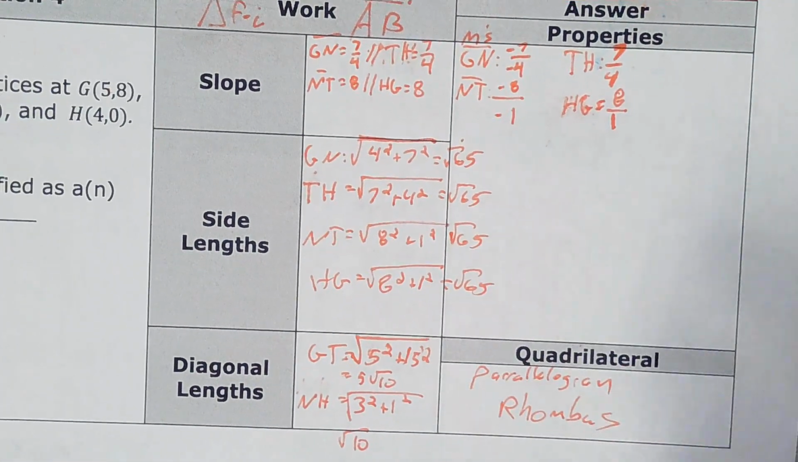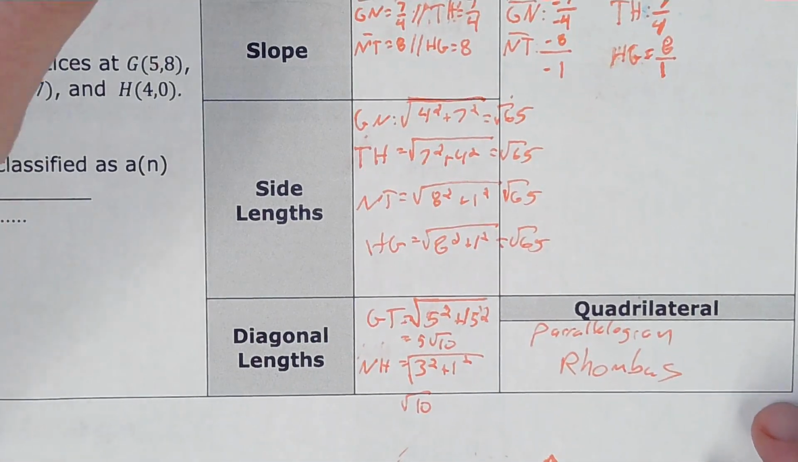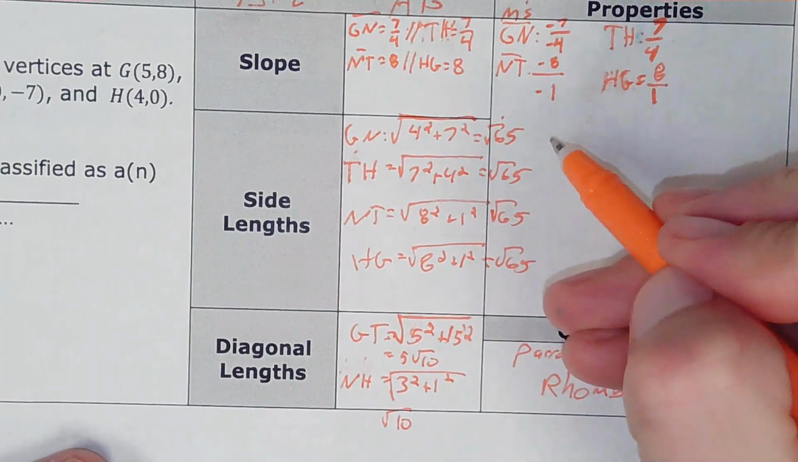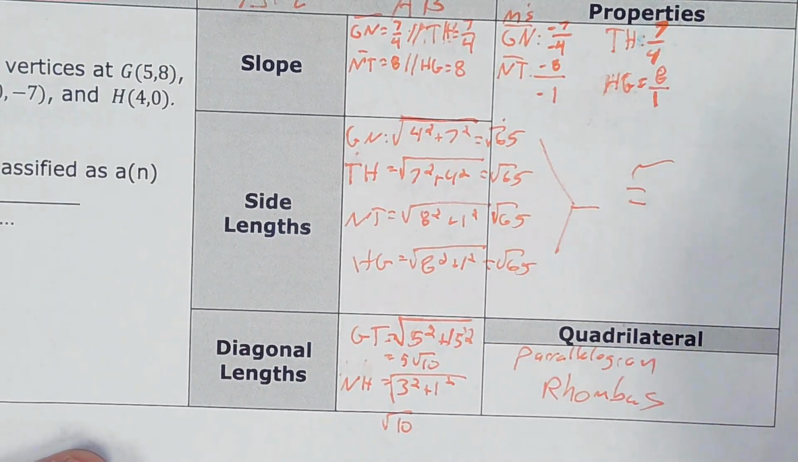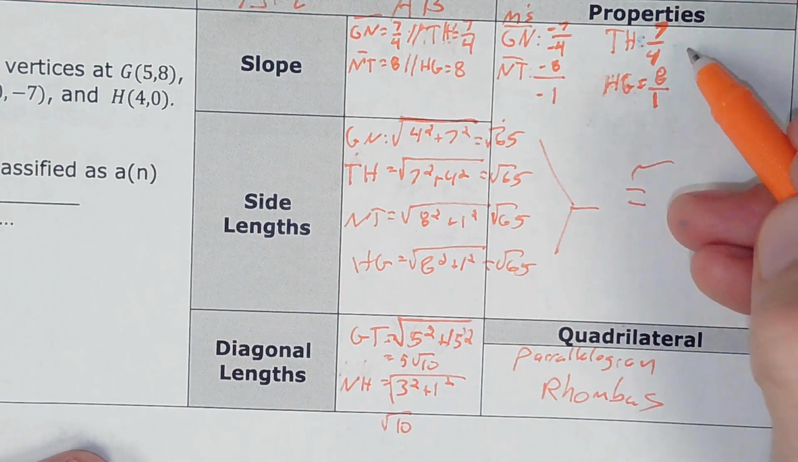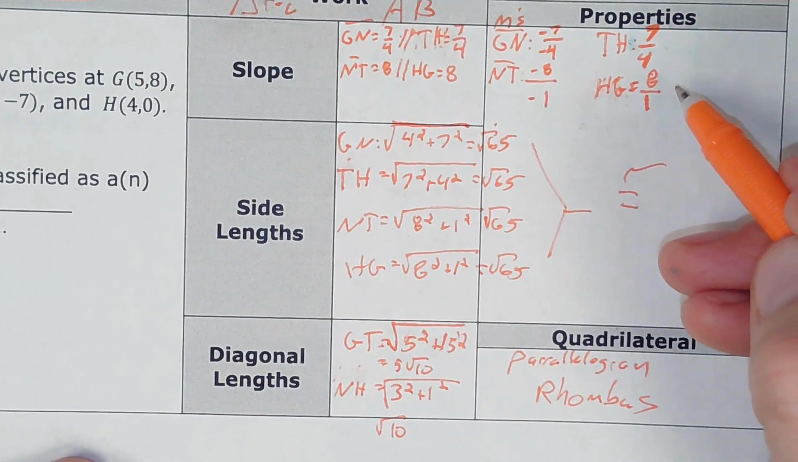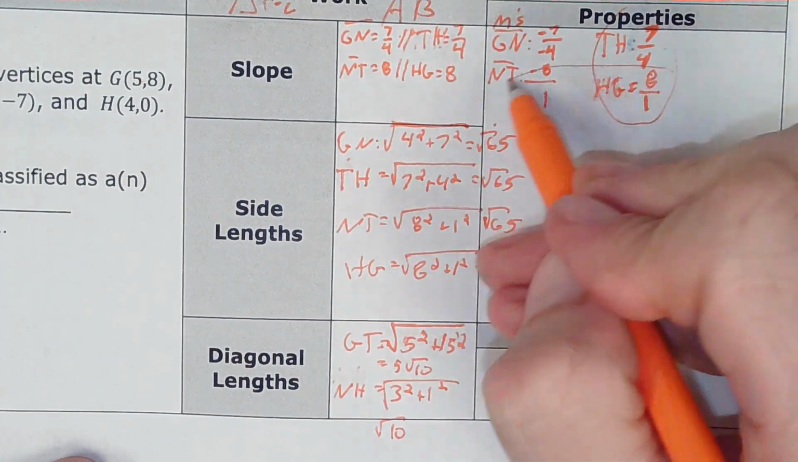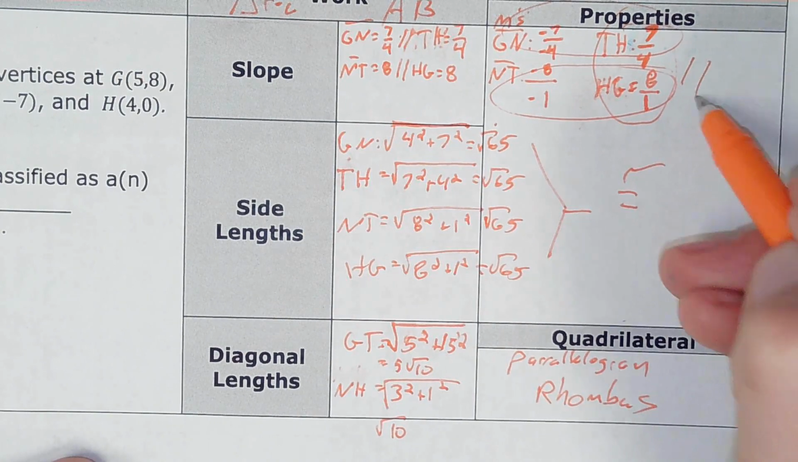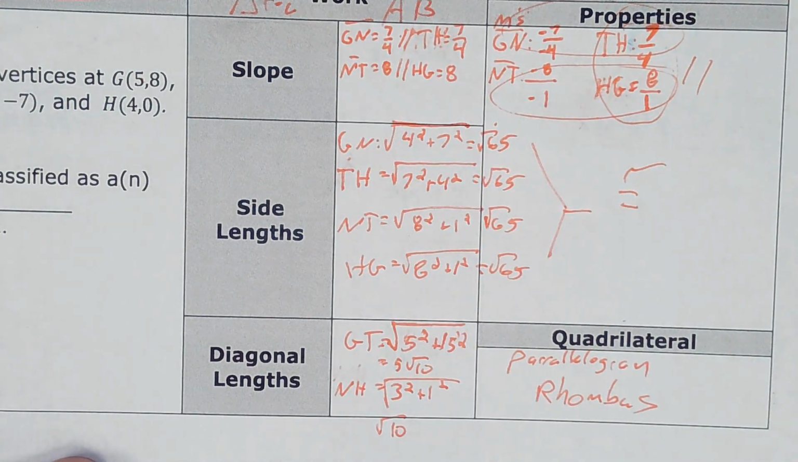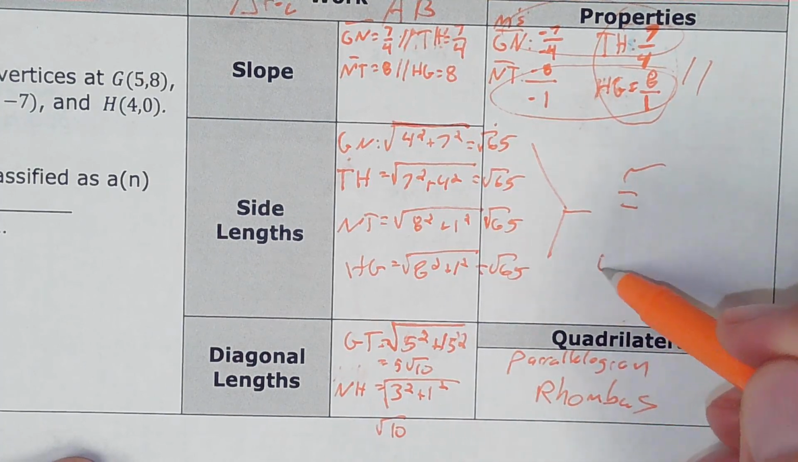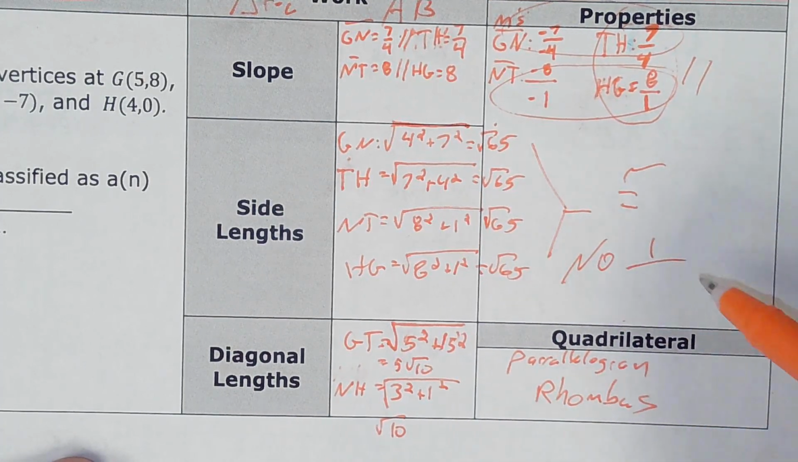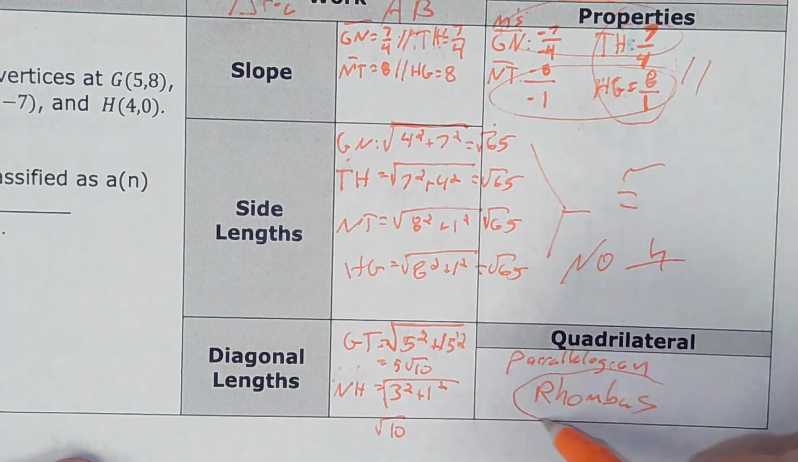so yeah, that's how you figure out this whole thing. All 4 sides are congruent, right? There are 2 sets of parallel sides, right? And there are no perpendicular sides. All right, so because of that, it's a rhombus.